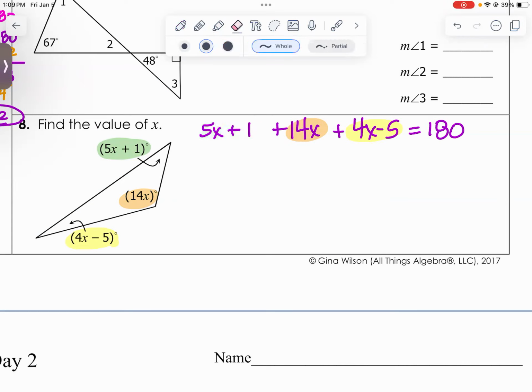Now I'm going to go ahead and erase all my highlights. Notice how I didn't put those parentheses in there. The parentheses are just saying, hey, this is one angle, this is one angle, this is another angle. We don't actually need to write them in.